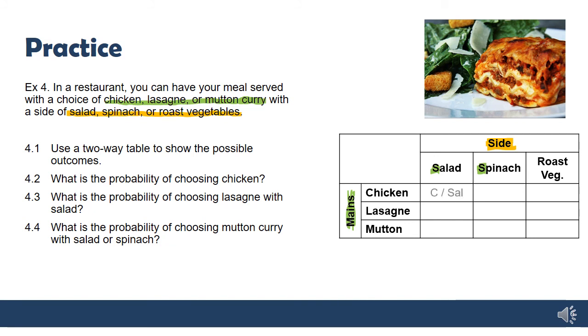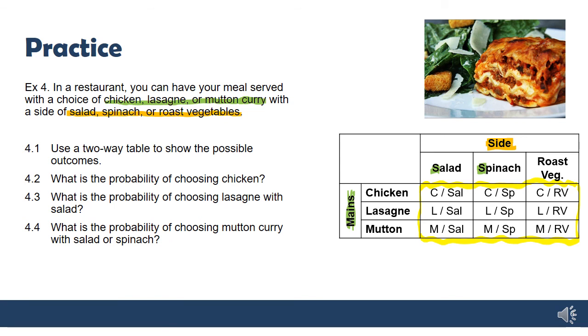Chicken and salad. So I've said SAL, but you could just do SA. I could get chicken and spinach. I could get chicken and roasted veg. Lasagna and salad. Lasagna, spinach, lasagna, roasted veg. And you get the picture. So I now have my entire sample space filled out. Let's highlight our sample space. And we can see that there are 9 possibilities. So my sample space is 9.